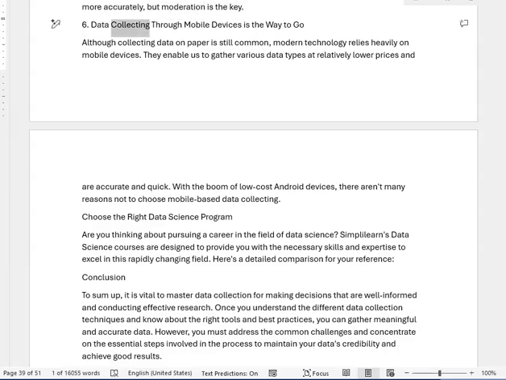6. Data collecting through mobile devices is the way to go. Although collecting data on paper is still common, modern technology relies heavily on mobile devices. They enable us to gather various data types at relatively lower prices and are accurate and quick. With the boom of low-cost Android devices, there aren't many reasons not to choose mobile-based data collecting.